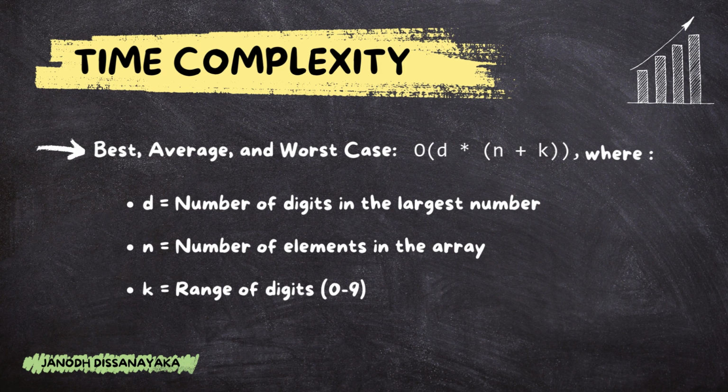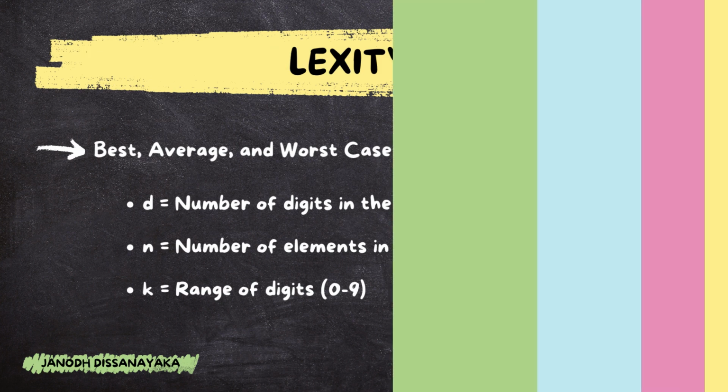Since d is usually a small constant, radix sort performs very well, especially for large datasets. Unlike other sorting algorithms, it doesn't rely on comparisons. Instead, it groups numbers based on their digits, making it highly efficient. And that's how Radix Sort works. It's an efficient algorithm when sorting numbers with a known digit range.